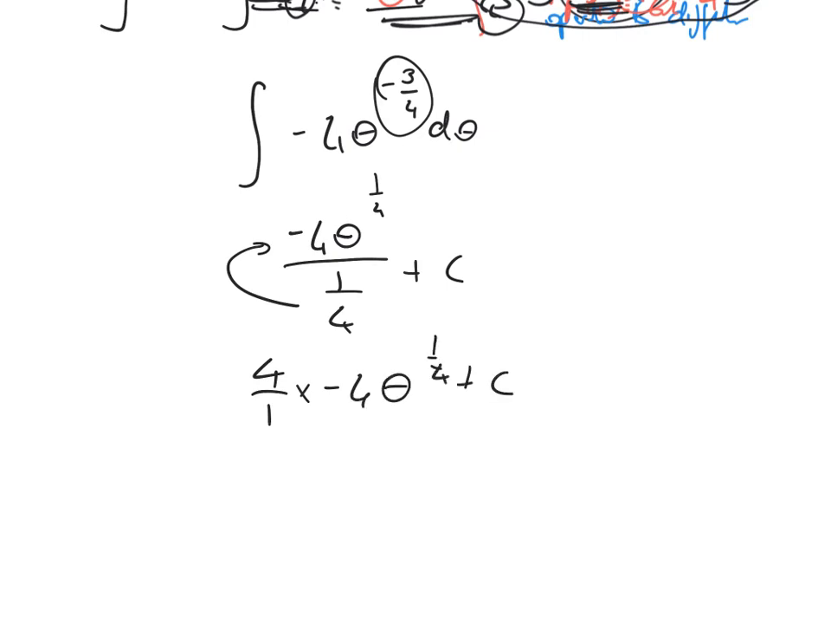Let's tidy that up now. So 4 over 1, that's just 4. 4 times minus 4 is minus 16. Minus 16 theta to the 1 quarter plus c.